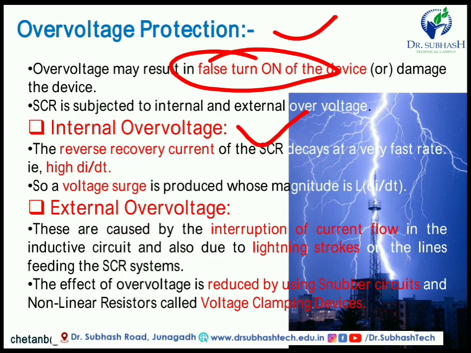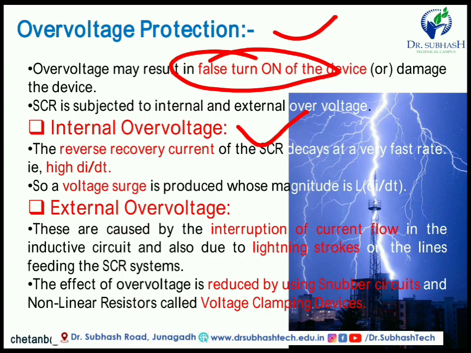The reverse recovery current is related to the fact that the SCR works in three main parts. The first is the reverse blocking mode, the second is the forward blocking mode, and the operating or on part is the forward conduction mode. So this one is related to the blocking period of the SCR.